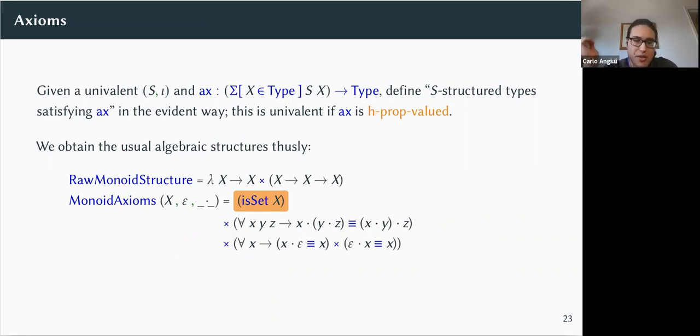Okay, what about axioms? So the grammar just includes the operations, but not the axioms. And the way that we can add axioms is that if you have some predicate on S-structured types that is an H-prop, then you can define the notion of being S-structured and also satisfying the axioms, just as a sigma type in the way that you think. And because the axioms are an H-prop, it doesn't affect the equality of the augmented sigma type. So it's very easy to show that if S and iota are univalent and the axioms are H-prop valued, then the S structures satisfying the axioms are also univalent.